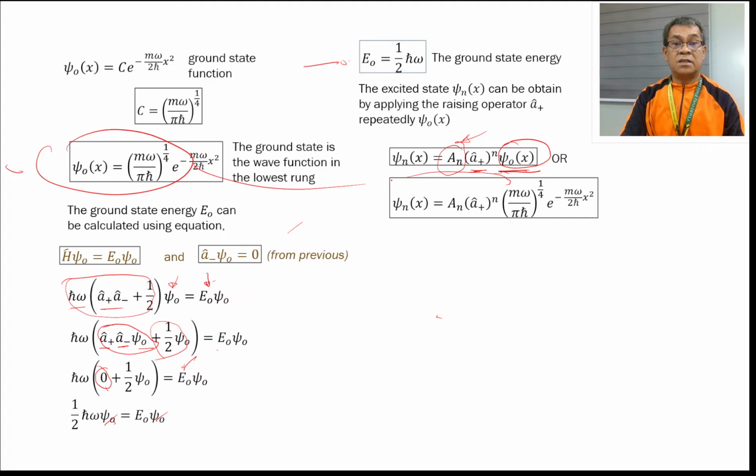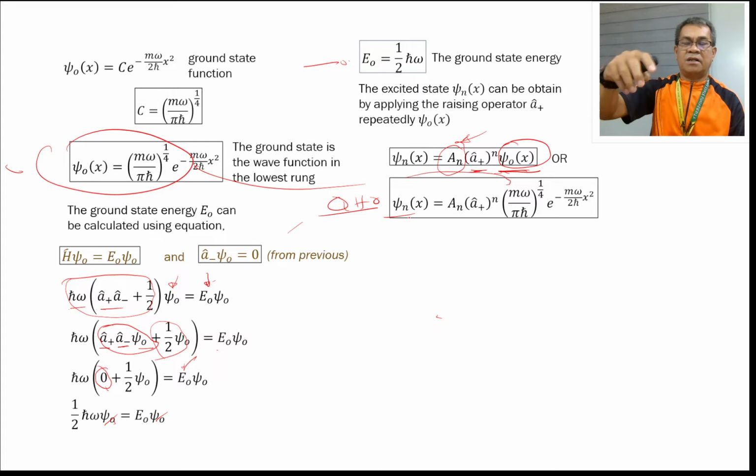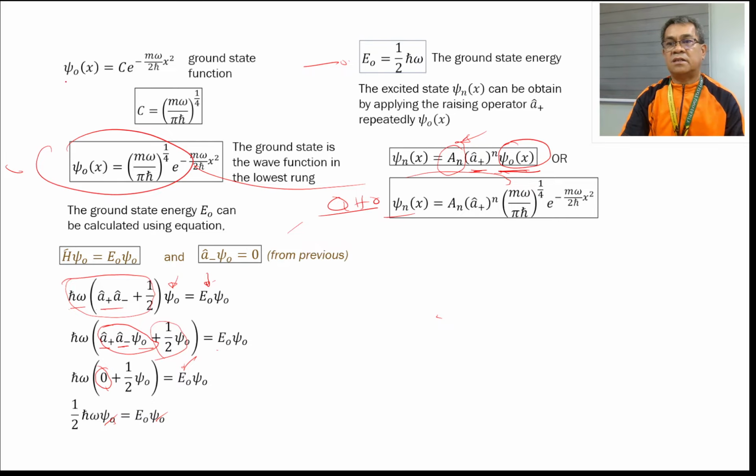So that's why these are the stationary states for the quantum harmonic oscillator. Take note, stationary state. The potential energy does not depend on time. So therefore, psi n means the energy level, the quantum numbers. So for every quantum number, there is a corresponding state.